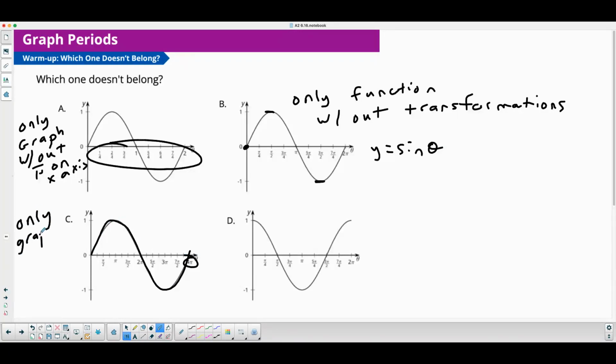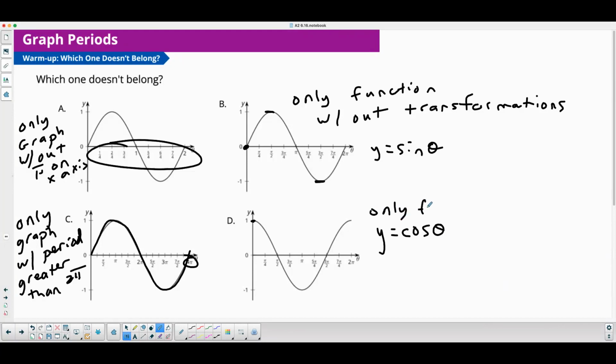Only graph with period greater than 2 pi. Okay. And then D, you could maybe say, because I start up here at the maximum, this is, actually, I would be wrong on B. This is just y equals cosine theta. So maybe this is the only function that is cosine function.